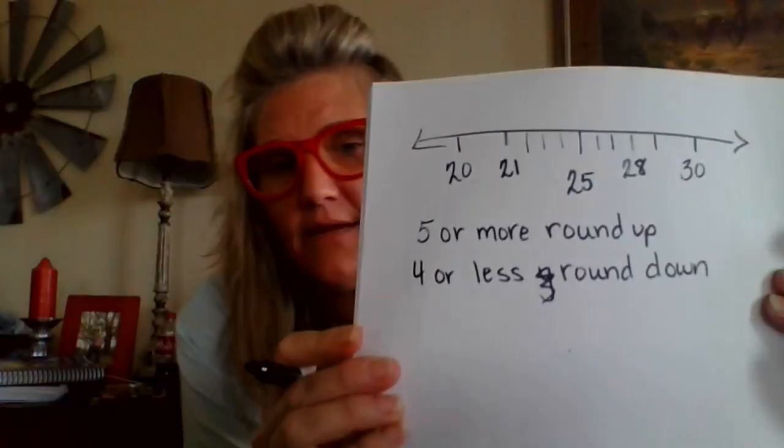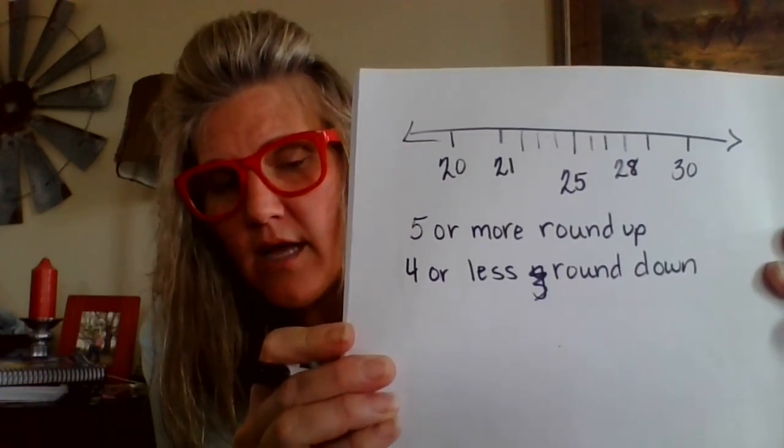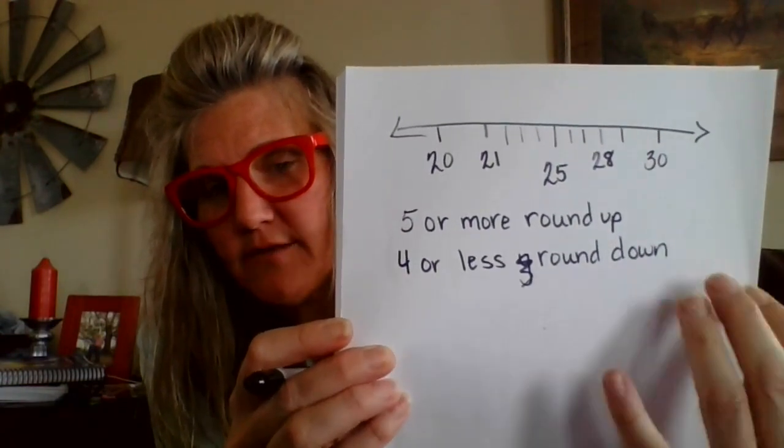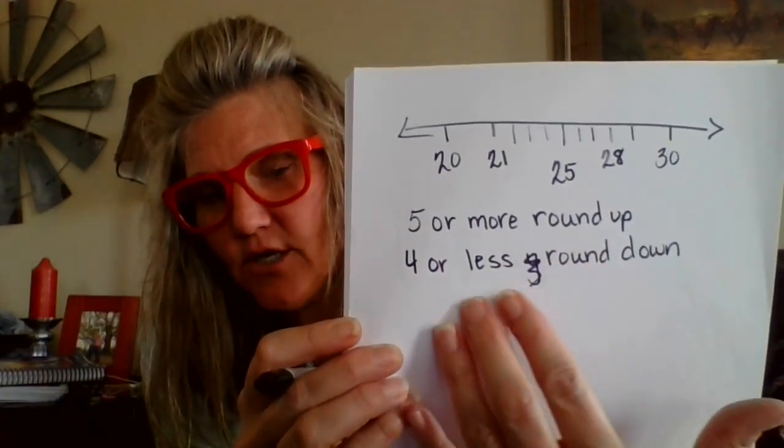So if it's 5 or more, you round up. If it's 4 or less, round down. Okay? 5 or more, round up. 4 or less, round down. I was going to put you round down, but I didn't. I marked it out. Sorry.